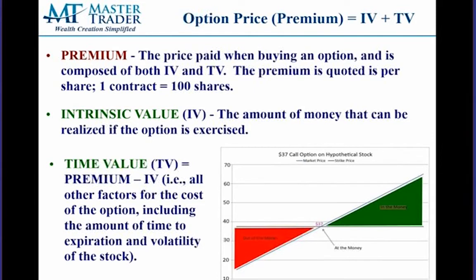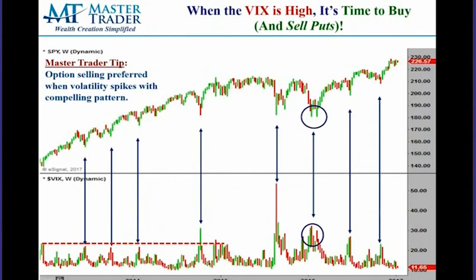Everything above the intrinsic value is time value. And you'll see how when you buy options, time value is your enemy. When you sell options, time value is your best friend because that's your daily paycheck. And you should win over 3 out of 4 directional market directions.